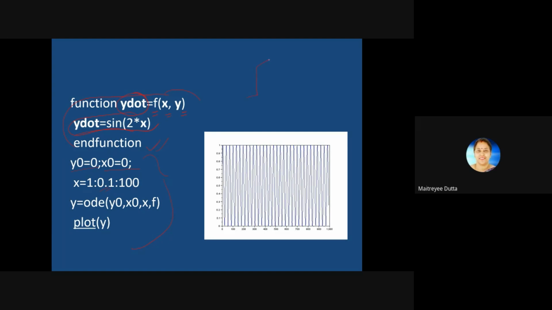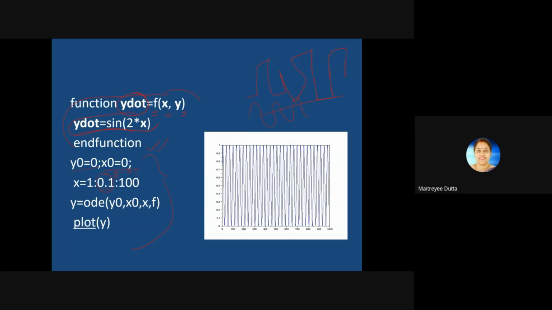Otherwise you will get this kind of graph, right? So if you want to get the sinusoidal, smooth graph, then you have to take the difference very small. You can take 0.01 or 0.001 also.